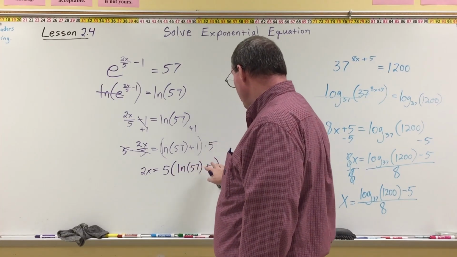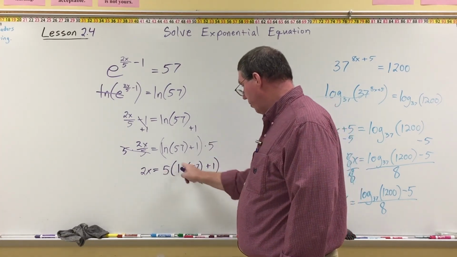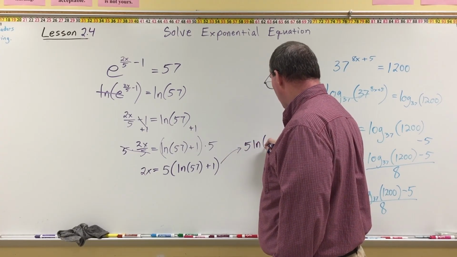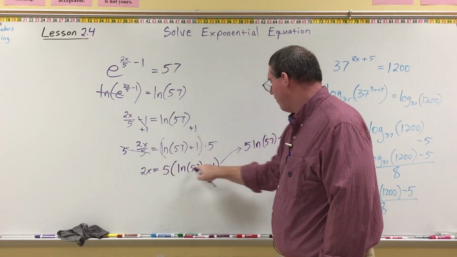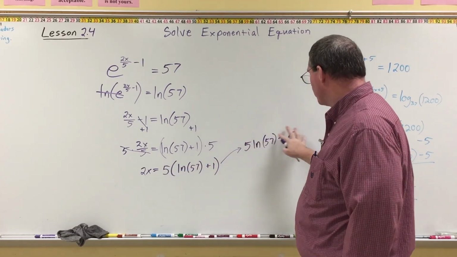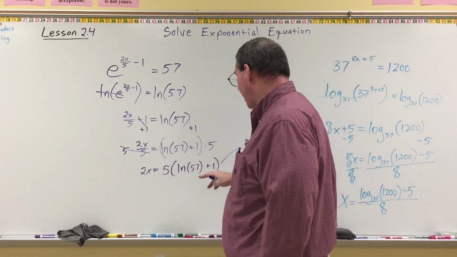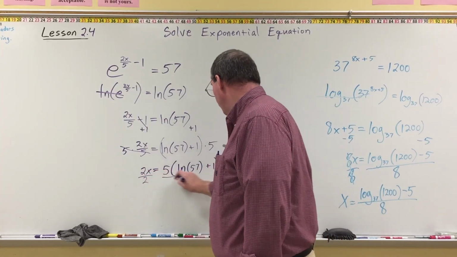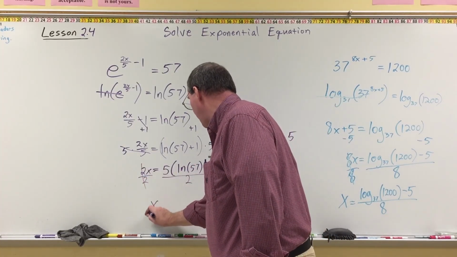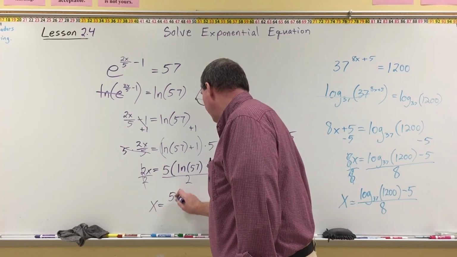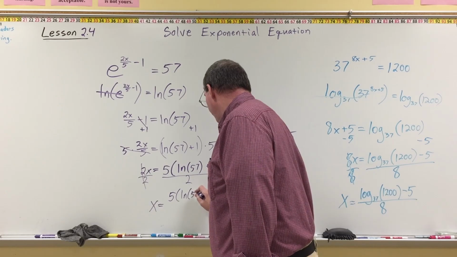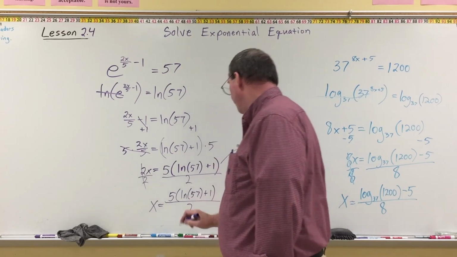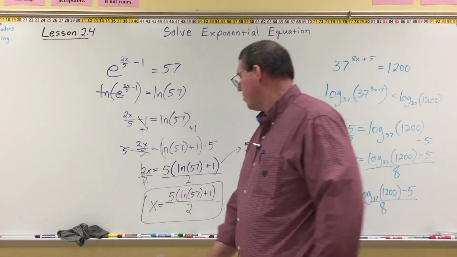And then, depending on your instructor, you could distribute the 5. Okay, so this could become 5 natural log of 57 plus 5 times 1 is 5, plus 5. So your instructor may want you to write it like this and not leave it on the outside, but I don't care one way or the other. For my class, you can do it either way. So now we're going to divide by 2, cancel, and we have x is equal to 5 times the natural log of 57 plus 1, close parenthesis, over 2. And this is a number, so that is the answer.